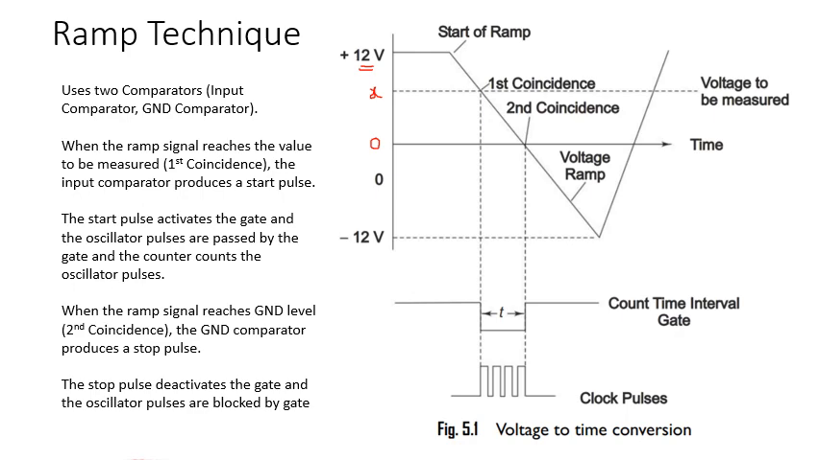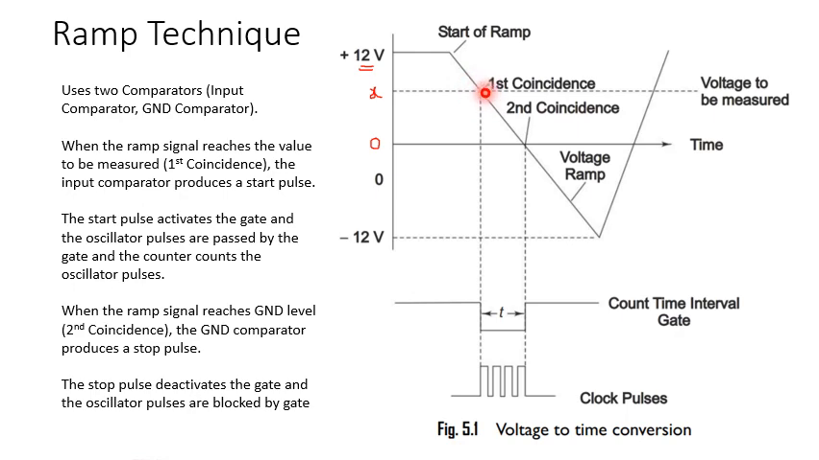Now as you can see here, there is a ramp signal which is starting at this point. You can see the start of the ramp, and it is decrementing. It reaches this point. Now this point is named as first coincidence. Why it is named as first coincidence is because at this point, my ramp signal and the value X are equal. We will use this to generate what is called a start pulse.